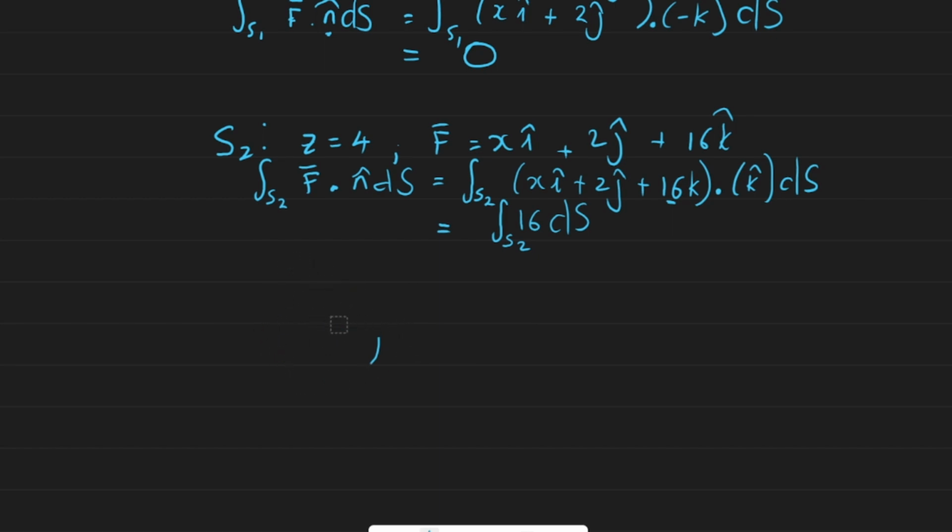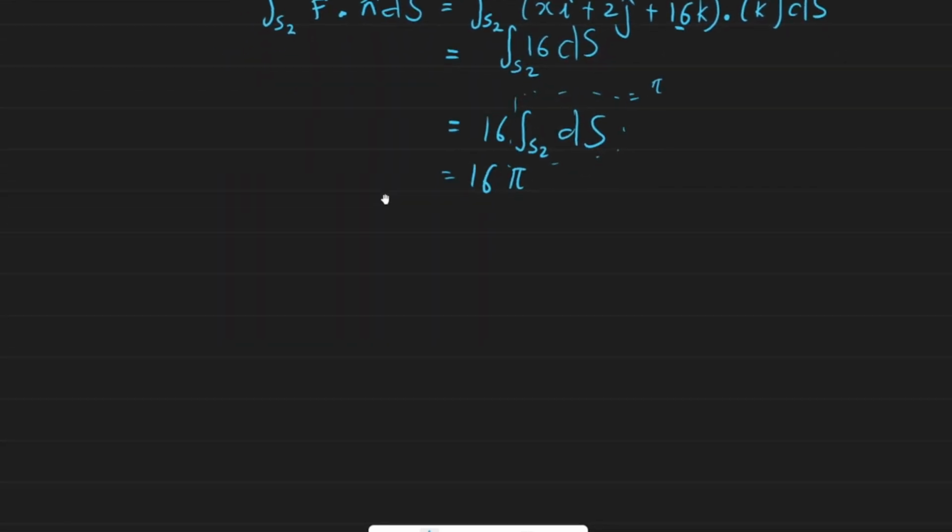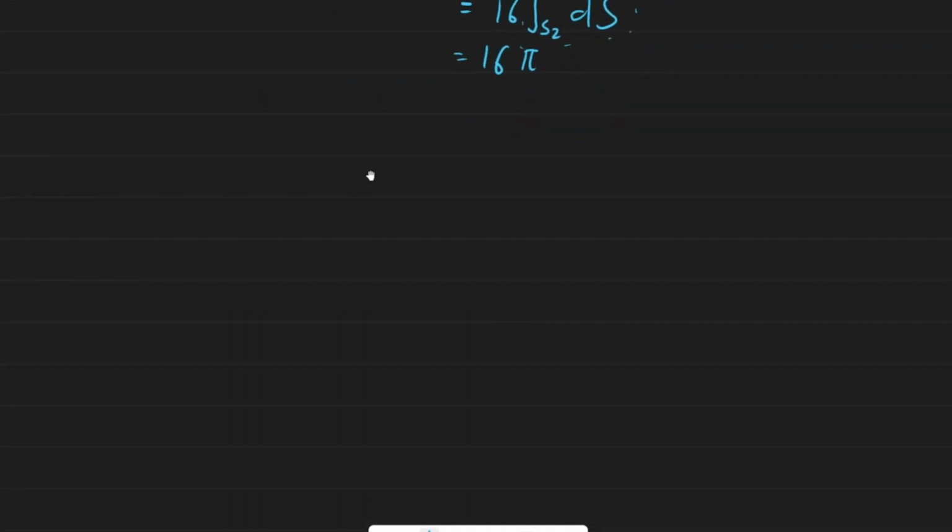So what this means is that we have 16 times the integral over surface 2 of dS, and we just saw that this part is equal to pi. So this surface integral is actually 16 pi. So that is surface 2. So we can carry on in this manner.